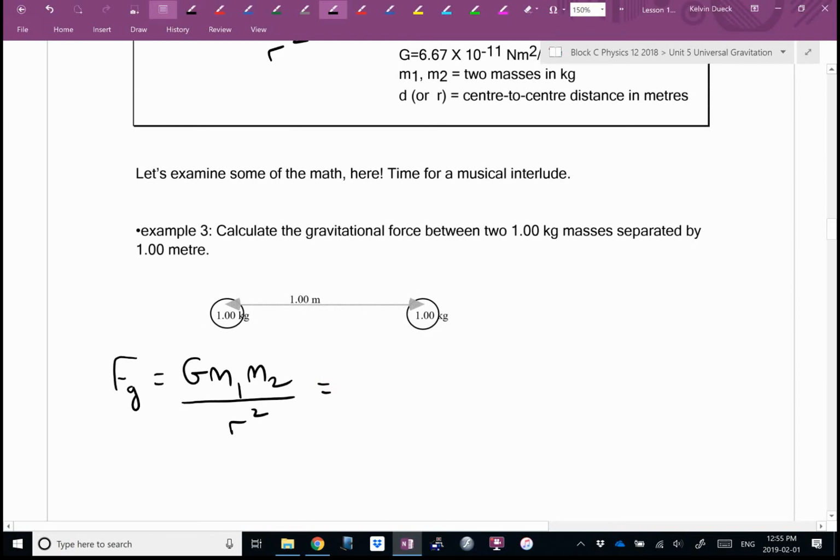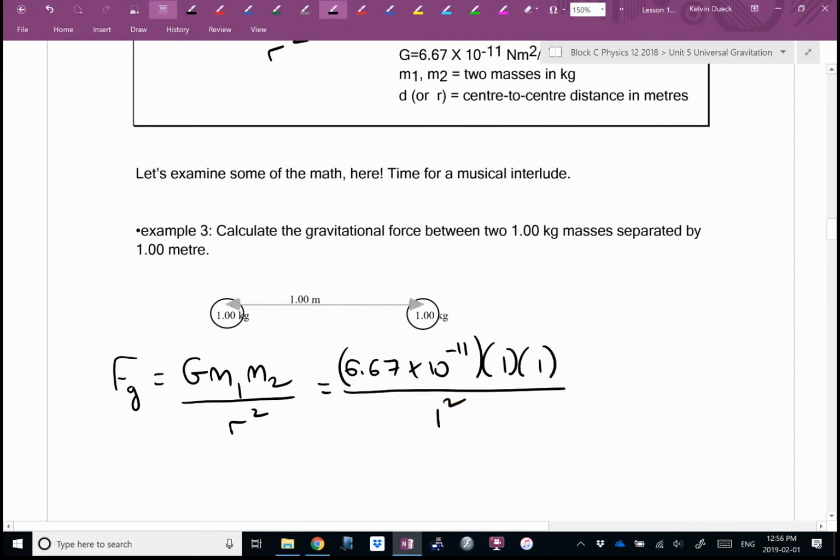Who remembers what was big G, the universal gravitational constant, the gravitational constant of the universe? 6.67 times 10 to the negative 11. Mass 1 is 1. Mass 2 is 1. All divided by 1 squared.